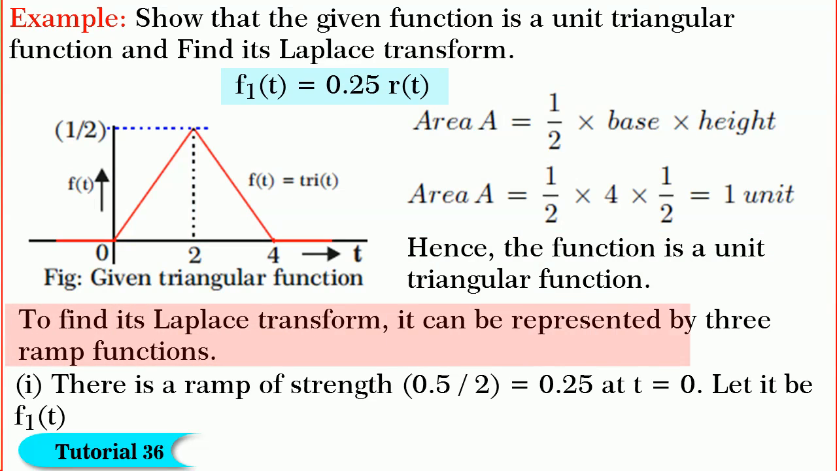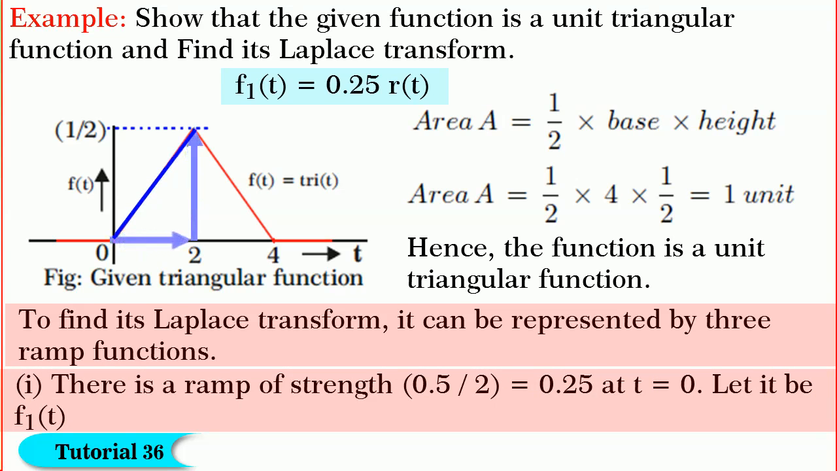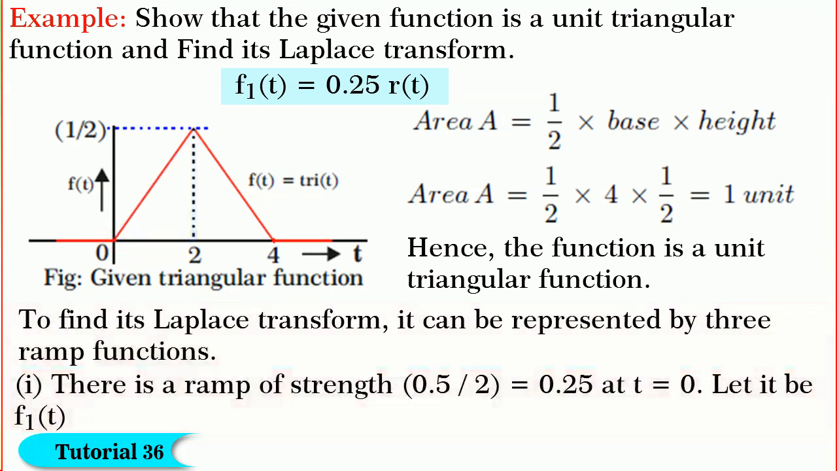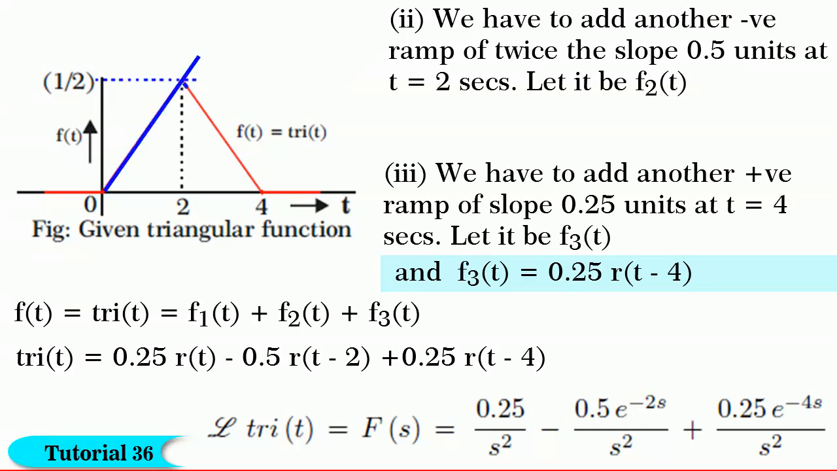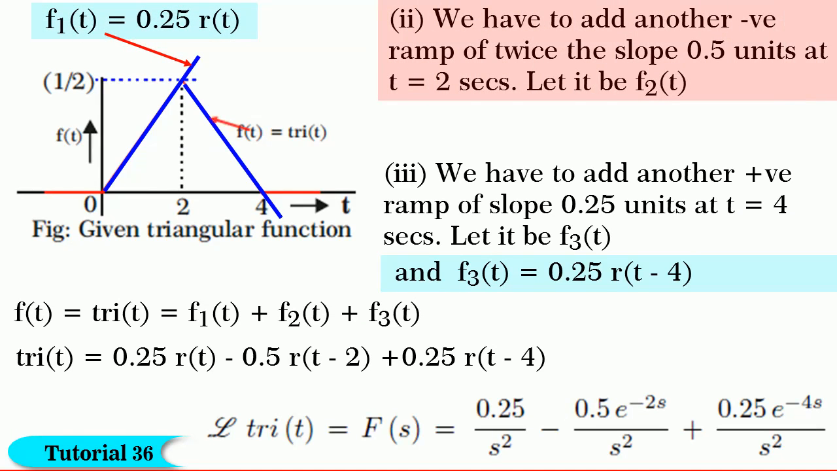To find the Laplace transform of the function, observe that there is a ramp of (1/2)/2, which is equal to 0.25 unit strength at t = 0. Let it be f1(t), and f1(t) = 0.25 r(t). To obtain the given function, we have to add a negative ramp of twice the slope, that is 0.25 × 2, which is equal to 0.5 units at t = 2 seconds.